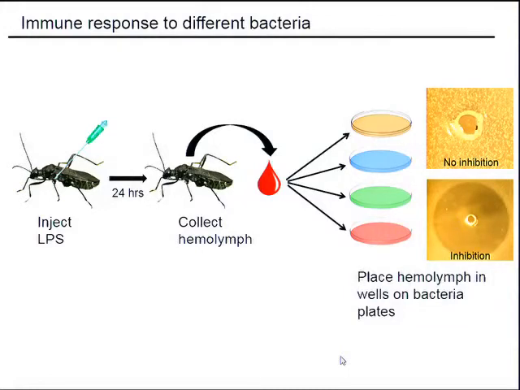I let them wait 24 hours in the incubator, and then I collected their hemolymph and put it in plate wells that were embedded with the different bacteria. If there was an effect of the immune components on the bacteria, you could see a clearance zone, suggesting that it killed the bacteria or kept it from growing. If there was no effect, there was just growth right up to the well with the hemolymph in it.